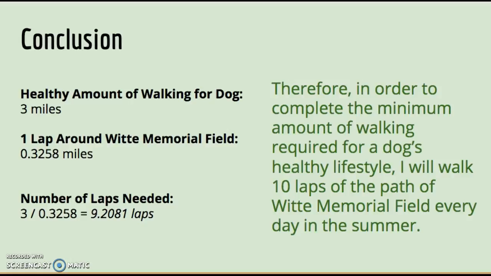Once again, the healthy amount of walking for dogs is 3 miles, and 1 lap around the path of Whit Memorial Field is 0.3258 miles. So, to find the number of laps needed, I divided 3 by 0.3258 and got 9.2081 laps.